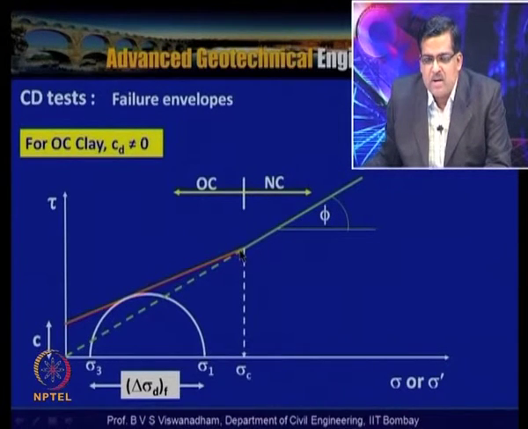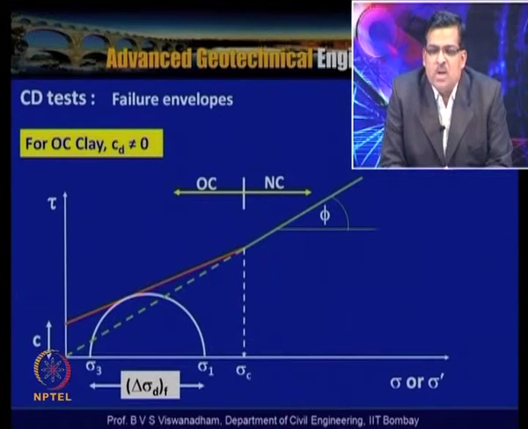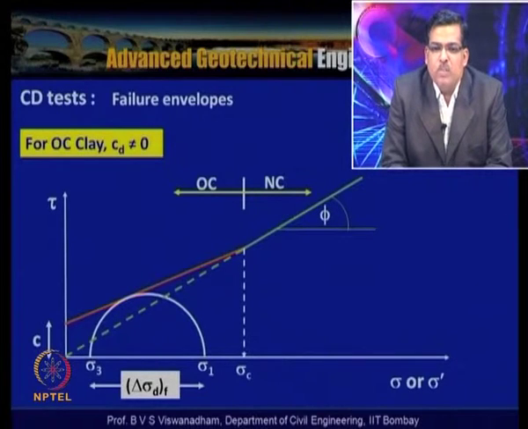So the point of transition where it changes again corresponds to the pre-consolidation pressure, that is sigma c. Up to that pre-consolidation pressure stage, the sample exhibits a drained cohesion, and thereafter, once it crosses sigma c, it merges with the normally consolidated Mohr Coulomb failure envelope.